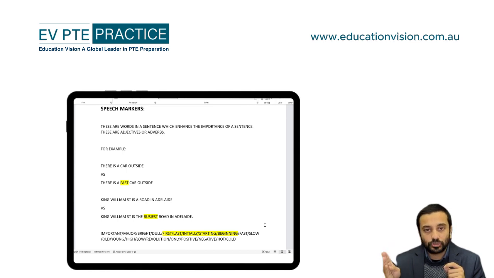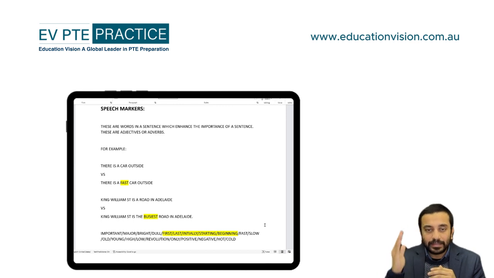Oldest, newest, highest, tallest. These are words which are speech markers, and they are just enhancing the importance of the sentence. Let's take another example. There are students in a class. And another sentence is, there are hard-working students in a class. Now, when the word hard-working comes, we are defining the quality of the students, which is enhancing the importance.